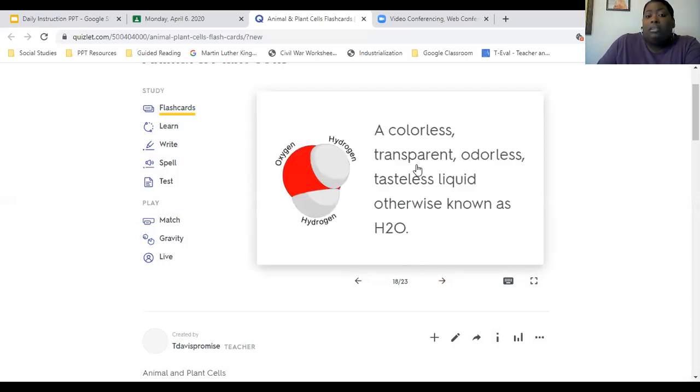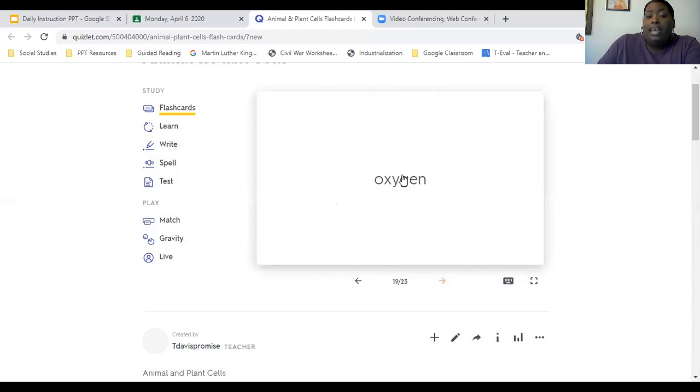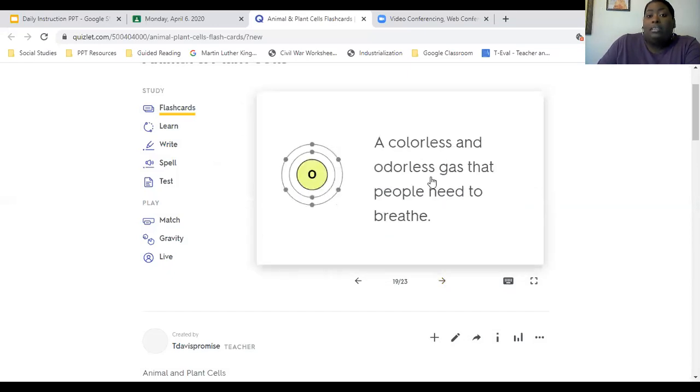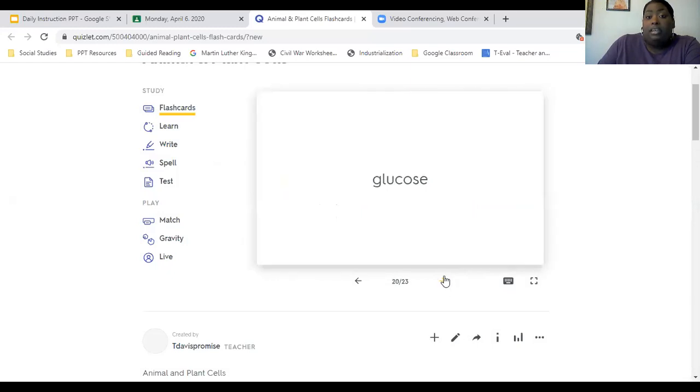All right. And then water. Water is a colorless, transparent, odorless, tasteless liquid, otherwise known as H2O. We say that often. And it has two hydrogen atoms and one oxygen. And then oxygen, a colorless and odorless gas that people need to breathe. And so, again, we get those from the plants. The plants give off the oxygen as a byproduct of photosynthesis.